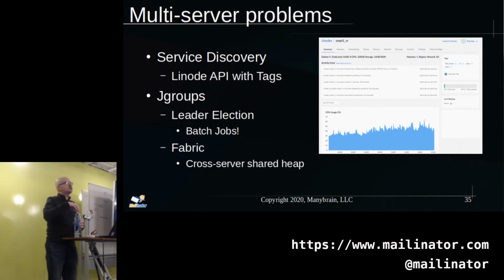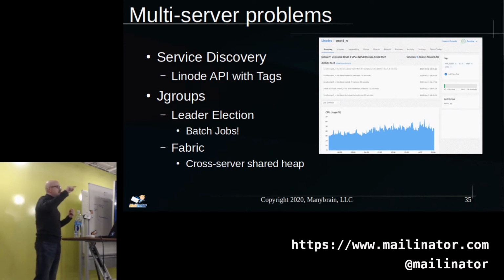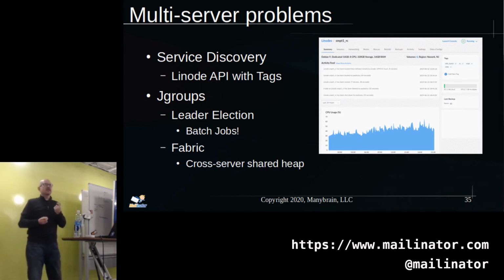There's a much bigger project called Apache Ignite, which provides what they basically call a fabric. Or you could think of it as a multi-server heap, which is a memory space that all your servers share. If you put a dictionary in that space, all your servers see that dictionary. That's pretty cool.